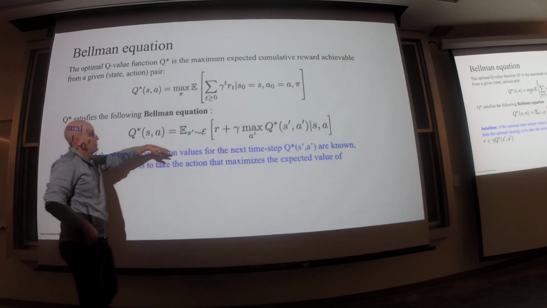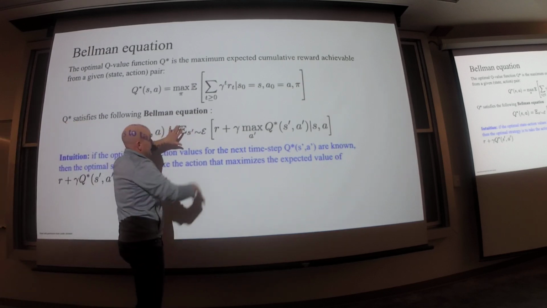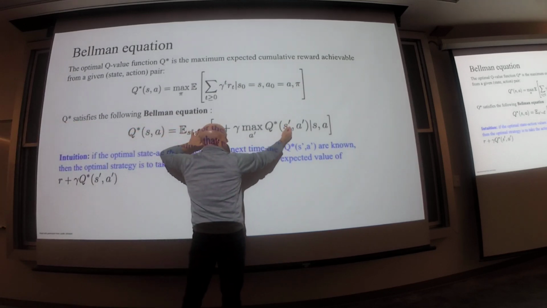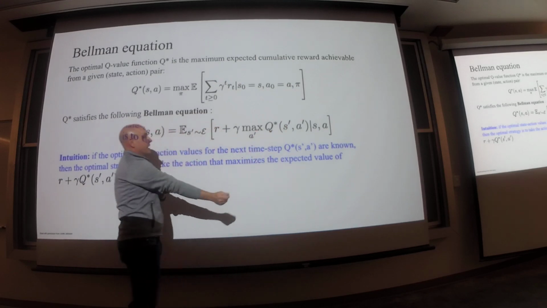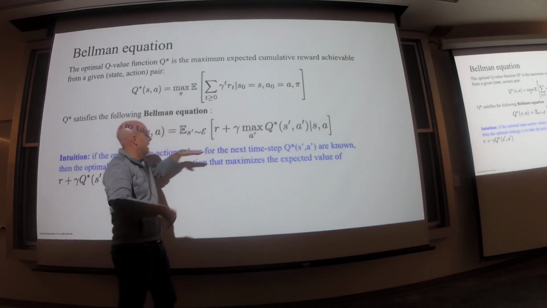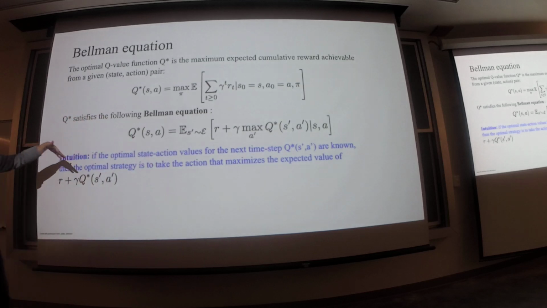So when I take an expectation over all these other states, and then I maximize that with respect to the actions, I actually get back the optimal Q value function. Reading what I have written here: if the optimal state action values for the next time step are known, then the optimal strategy is to take the action that maximizes the expected value of that.